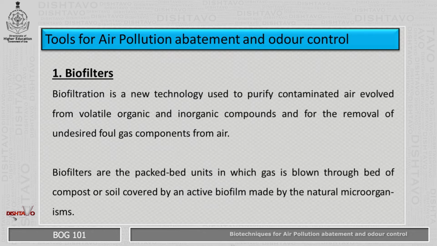The first one is biofilters. Biofiltration is a new technology used to purify contaminated air evolved from volatile organic and inorganic compounds and for the removal of undesirable foul gas components from the air. Biofilters are packed bed units in which gas is blown through a bed of compost or soil and is converted by an active biofilm made by natural microorganisms.